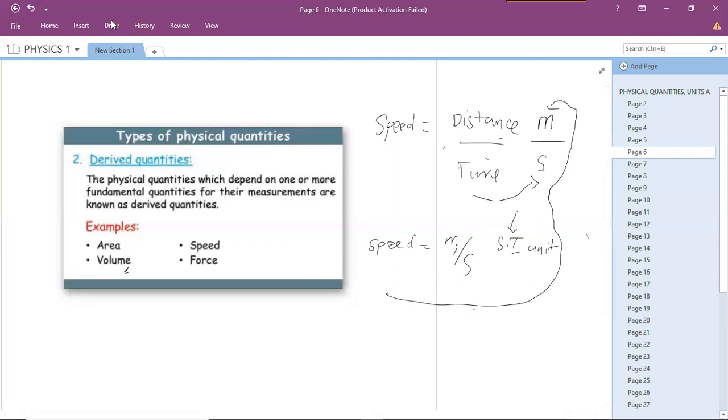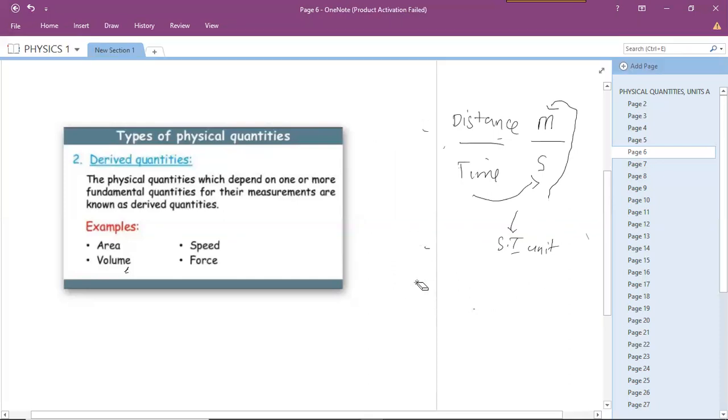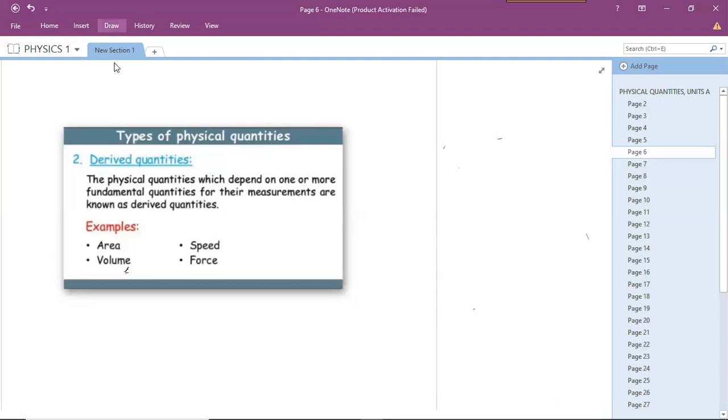The last one, force. How are we going to describe the units for force using our fundamental units? So force is mass times acceleration. Mass is measured in kg, multiplied by acceleration.